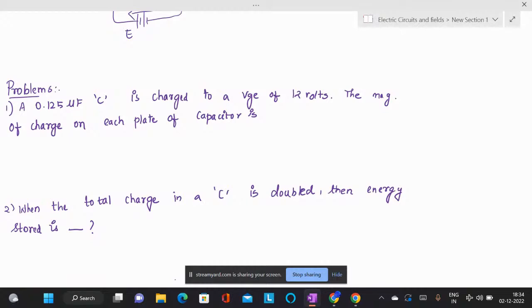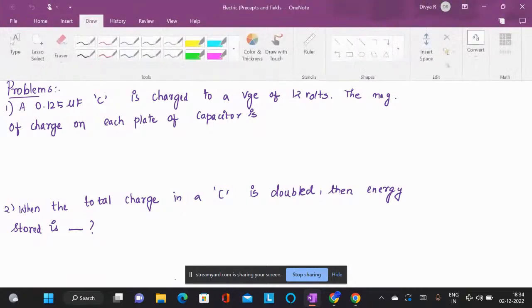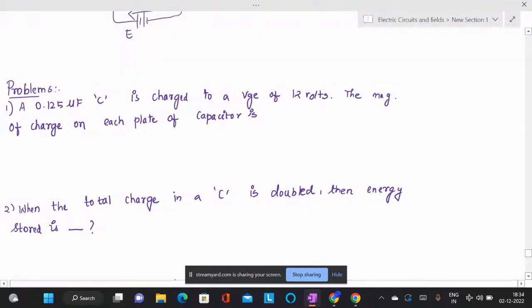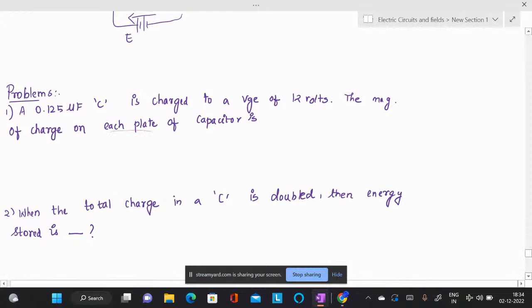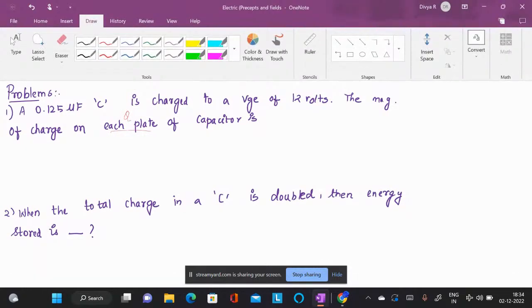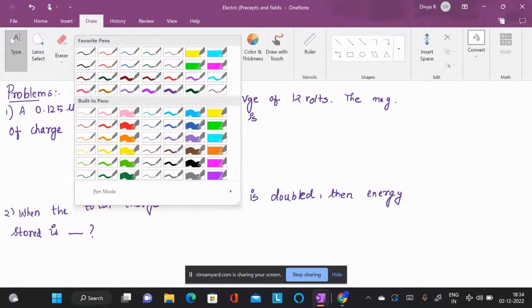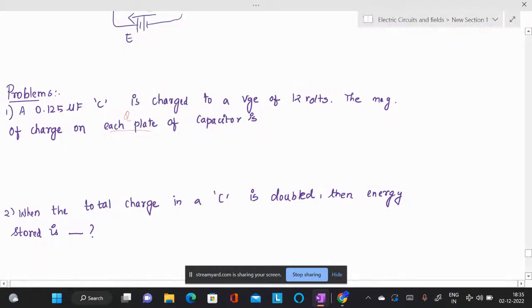Okay. The very first problem is, if we have a 0.125 microfarad capacitor charged to a voltage of 12 volt, we need to find the magnitude of charge on each plate of the capacitor. The magnitude of charge on each plate of the capacitor can be represented by the letter Q.